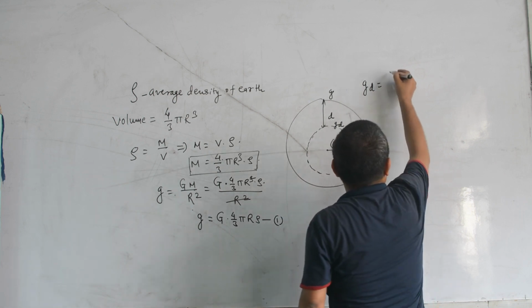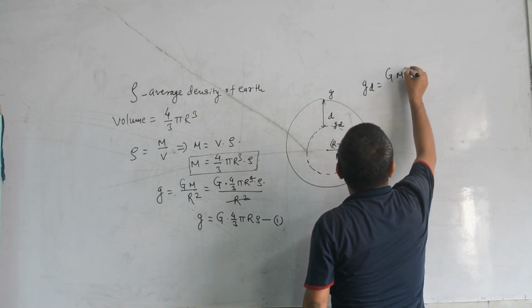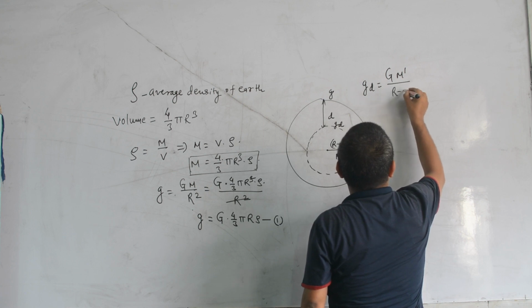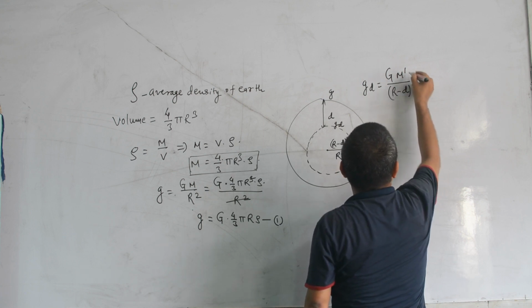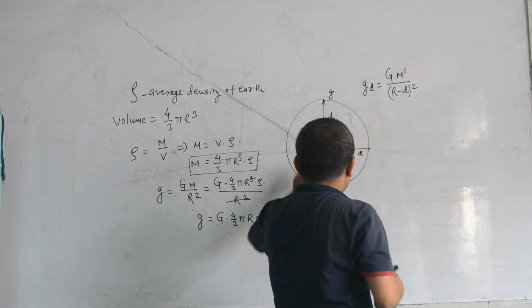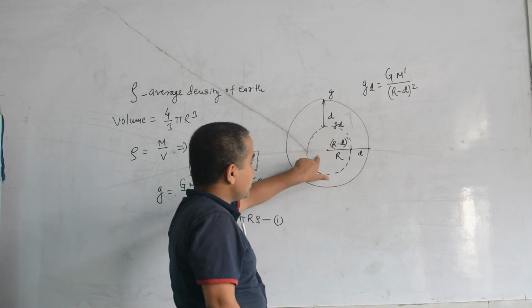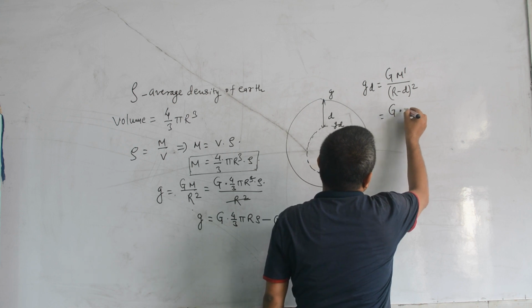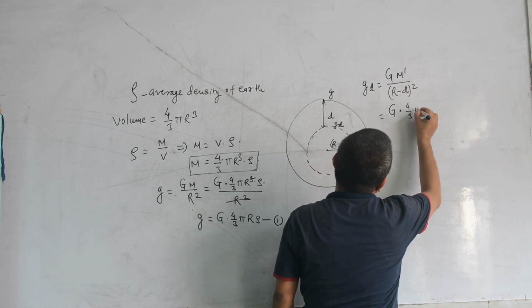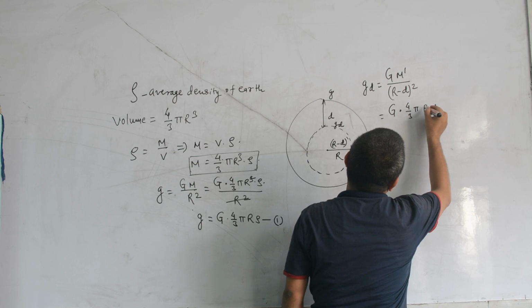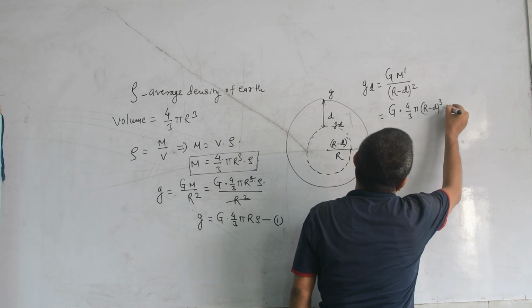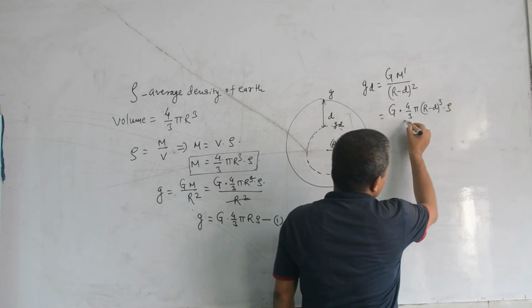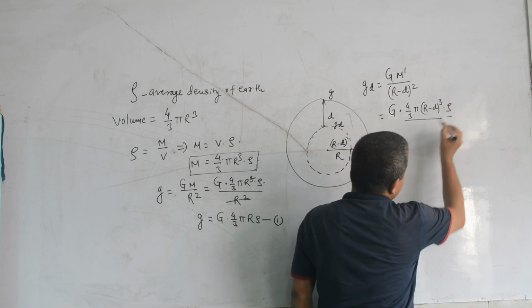I can do it in this way: gd is G M dash over r minus d whole square. So what is M dash? M dash is the mass of this inside sphere. But I can write M dash as 4/3 pi r minus d whole cube into rho, because this is the volume of the sphere and this is the density of the earth.